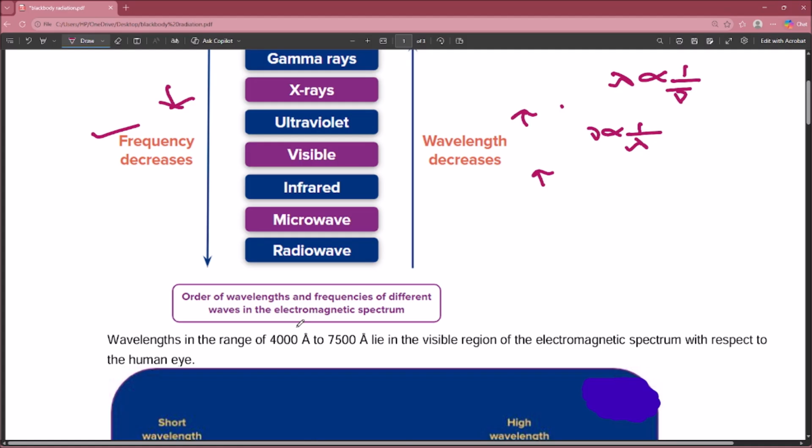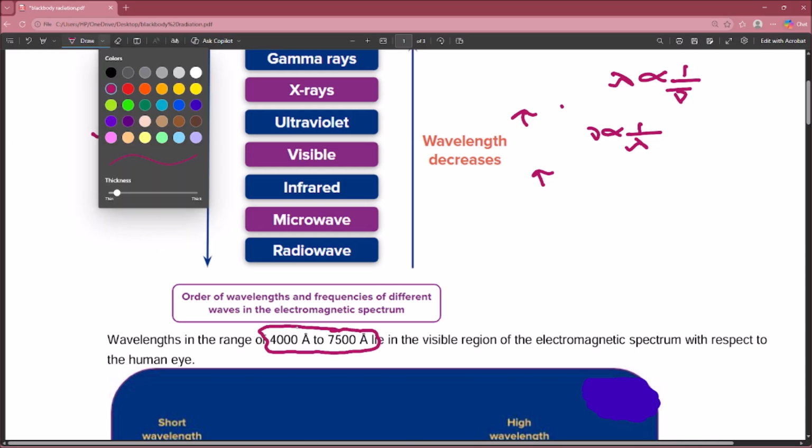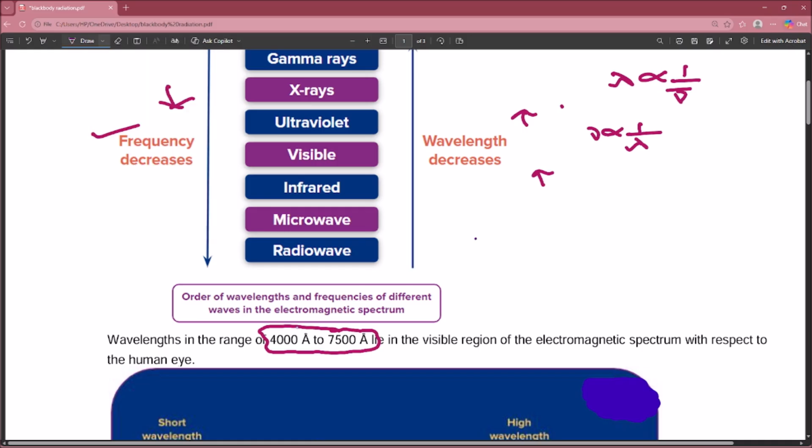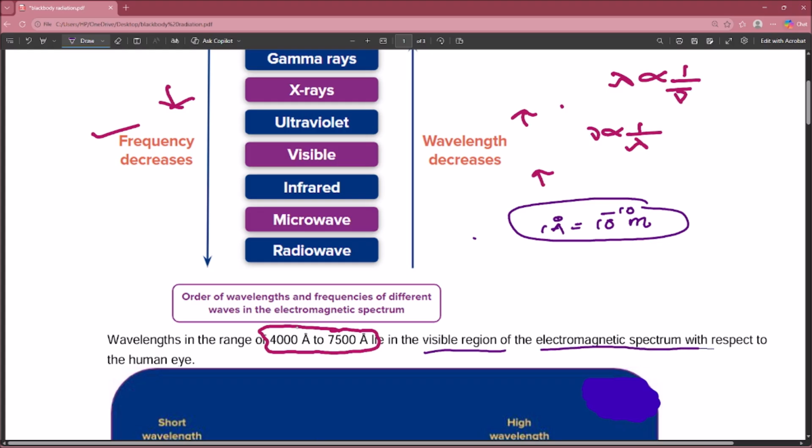The wavelength in the range of 4000 angstrom to 7000 angstrom. We know that 1 angstrom is equal to 10 to the power minus 10 meter. This is the denomination of angstrom. So 4000 angstrom to 7500 angstrom lies in the visible region of the electromagnetic spectrum with respect to the human eyes. This is the range where we see all the objects.